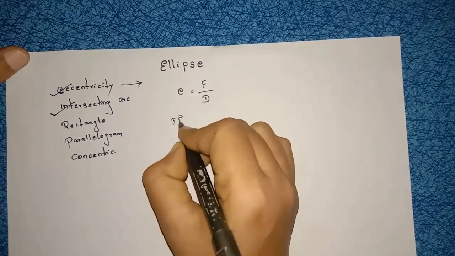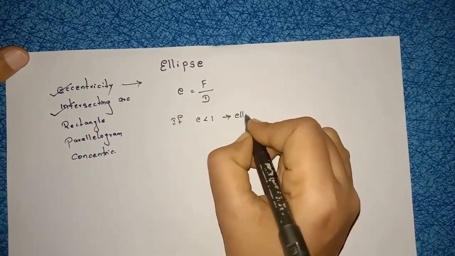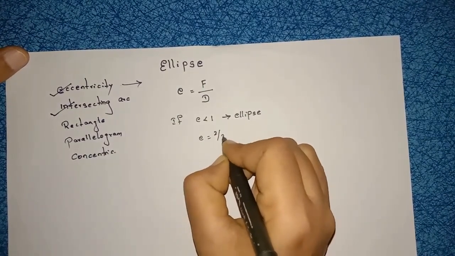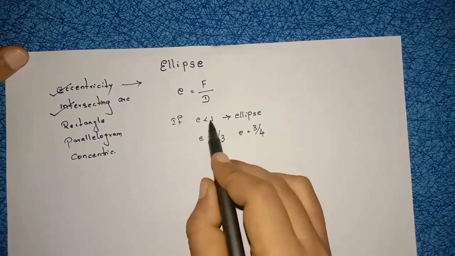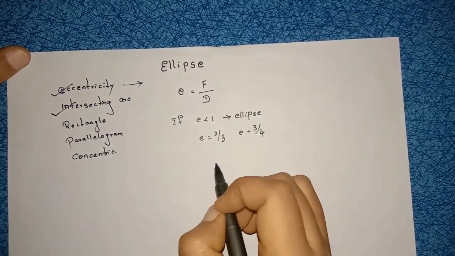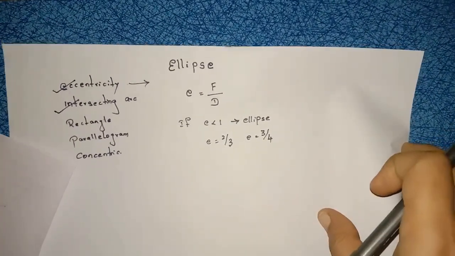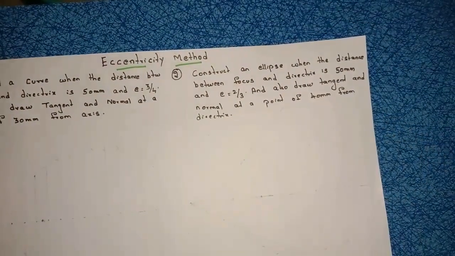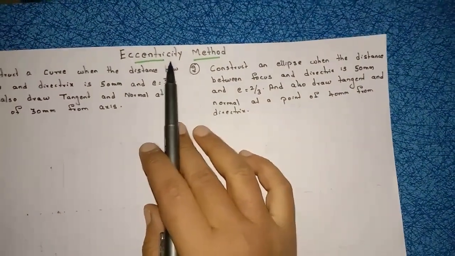And one more thing: if e is less than 1, you have to construct an ellipse. If e is 2 by 3, you have to construct an ellipse. If e is 3 by 4, you have to construct an ellipse. If e is less than 1, you have to construct an ellipse. Now let us start the problems based on the eccentricity method.